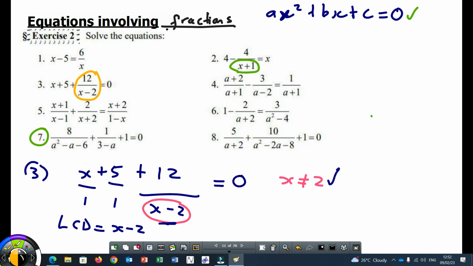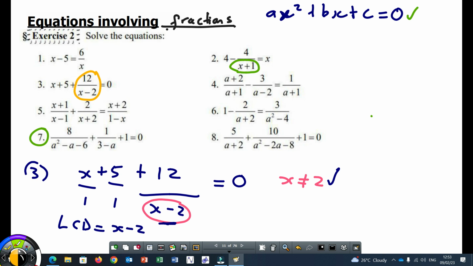So we have to put a restriction, and the restriction is going to be this. X can never be what? 2. If you get your answer as a 2 and you consider it as a solution to that equation, it will be incorrect. Because if you substitute x equal to 2 there, you get a denominator which is 0. And we don't want denominators that are equal to 0. So when you're solving equations involving fractions, check if there are some restrictions.